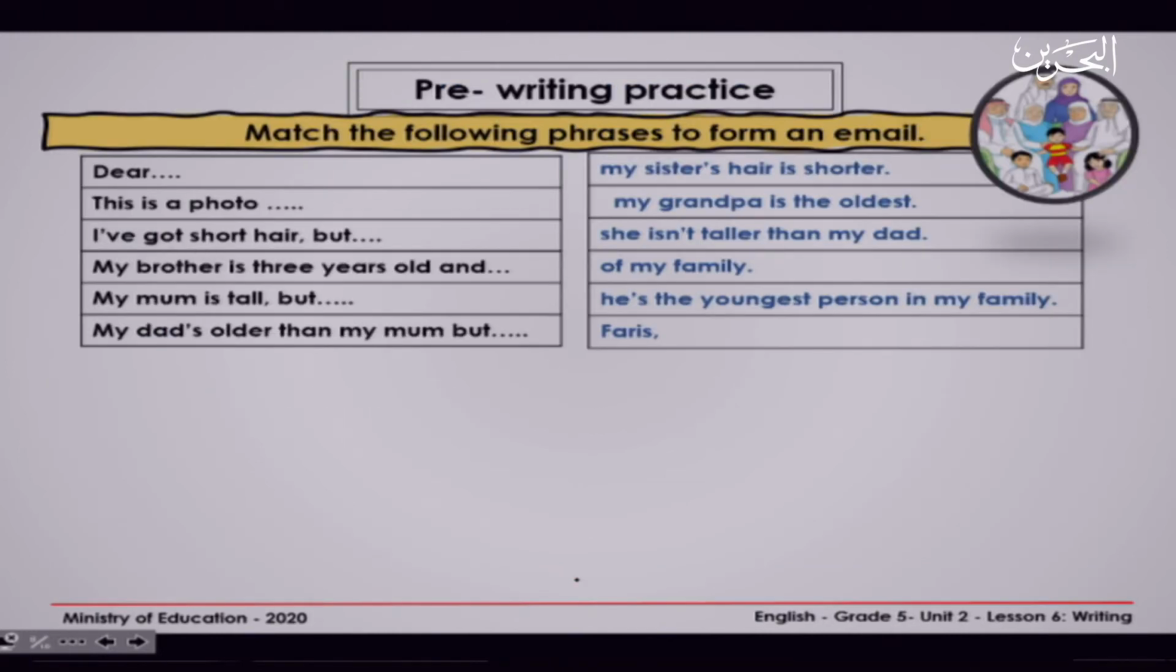This is a pre-writing activity. So before you write the email, we will practice. I want you to look at these phrases. You have to link each phrase to one of these phrases. Let's have an example. Look at the first one. We have dear. After dear, what do we usually write? Yes, we write a name. So the match is dear Faris. Now I want you to do the same with the rest of the phrases. You have 4 minutes. Start.